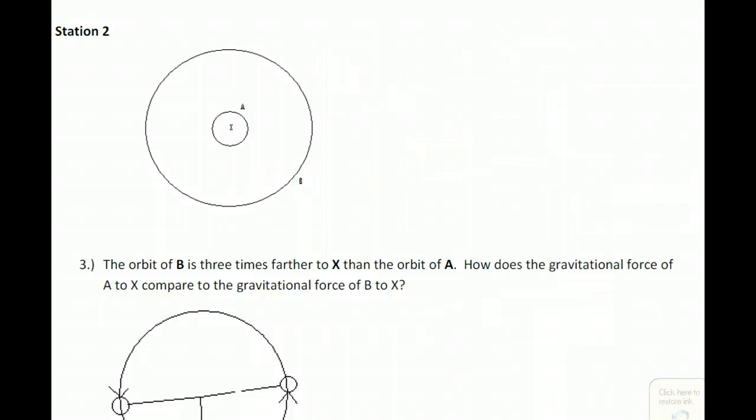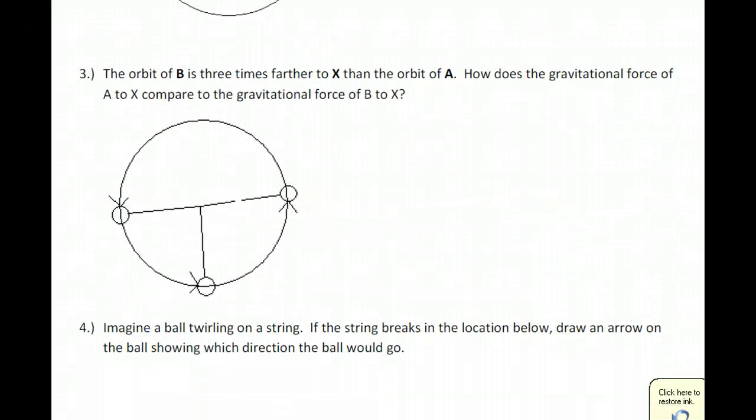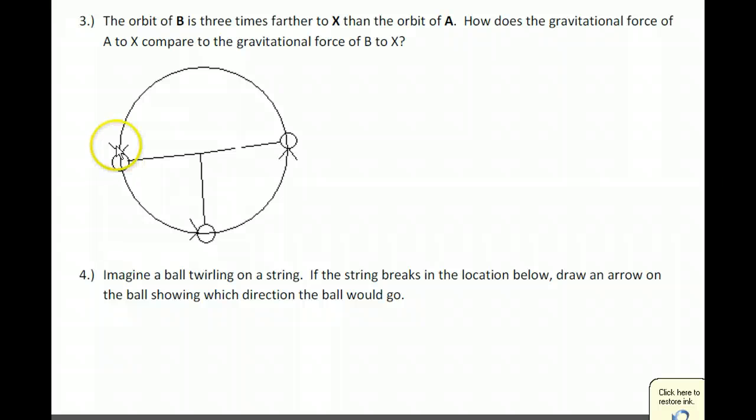So that is 3. Number 4, it says imagine a ball twirling on a string. So we've got the arrows.